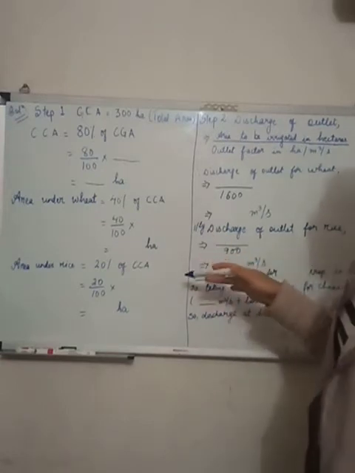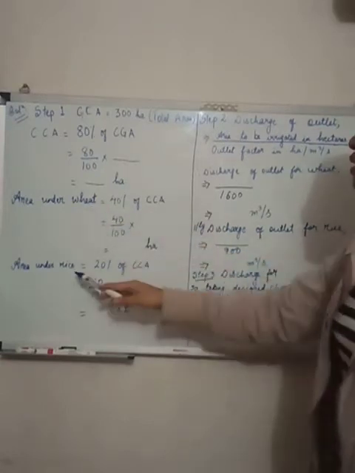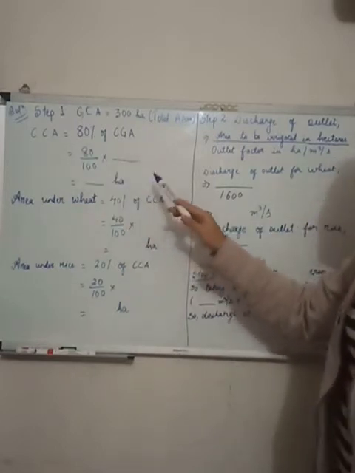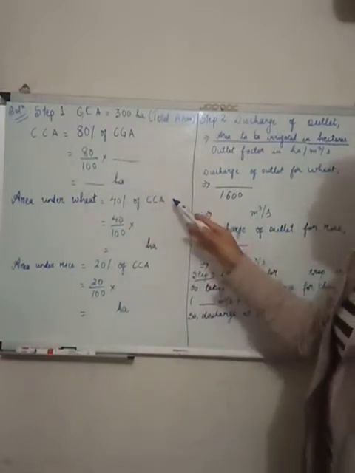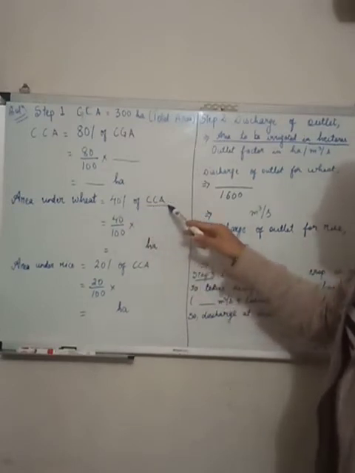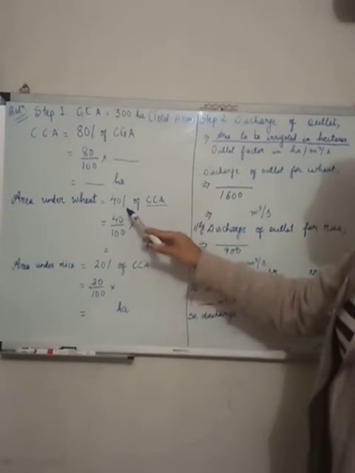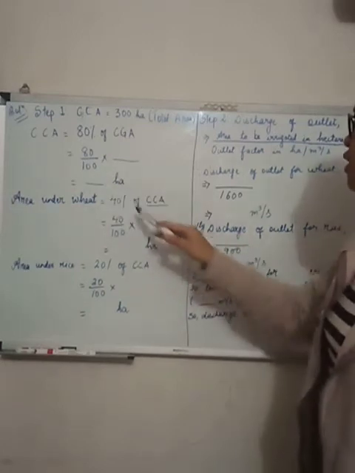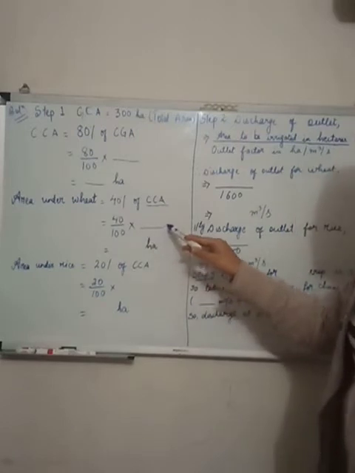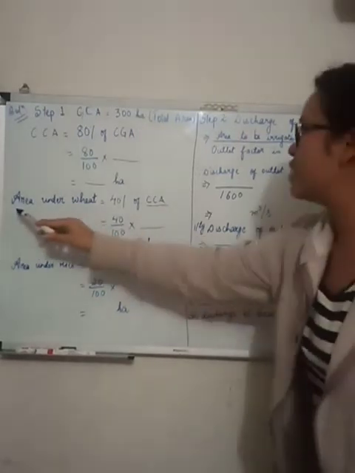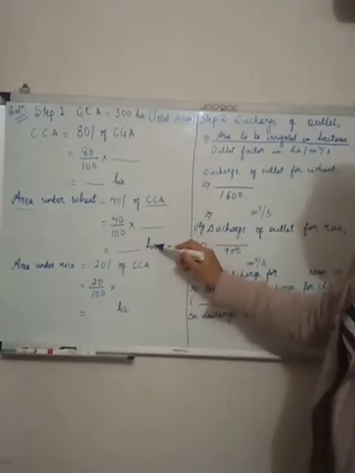Now there are two crops, one is wheat and one is rice. Out of the CCA, the cultivable commanded area that can be cultivated, 40% is cultivated under wheat. So it'll be 40%, remove this percentage, divide by 100, into whatever CCA you have found out, you put the value here. Then you will get the answer here, which is in hectares. It is an area, that's why the unit is hectares.